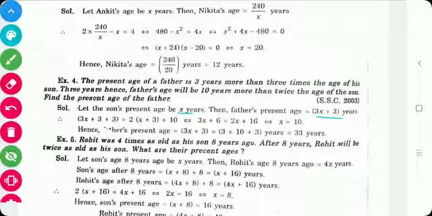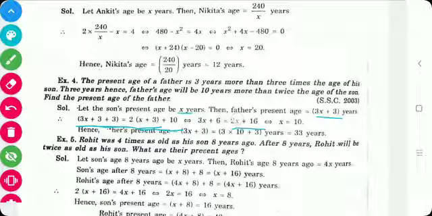Then 3 years hence, after 3 years, the son's age is x plus 3 and the father's age is 3x plus 3 plus 3. 3 years hence the father's age will be 10 years more than twice the age of the son. So what is the relationship? 3x plus 3 plus 3 is equal to twice the son's age, 2 into x plus 3, plus 10. So this is the relationship between these ages. So the equation is 3x plus 6 equals 2x plus 6 plus 10, that is 2x plus 16.